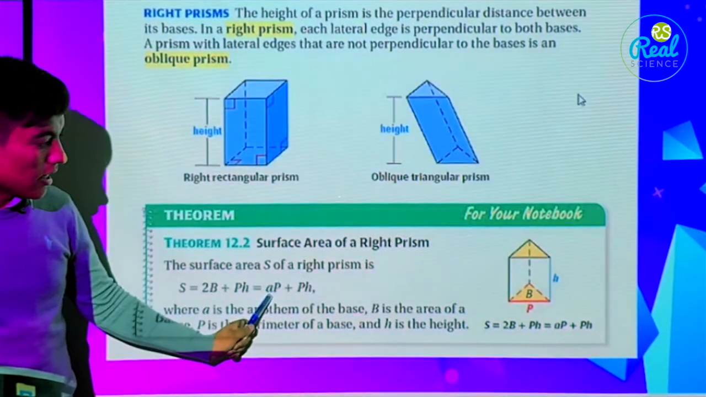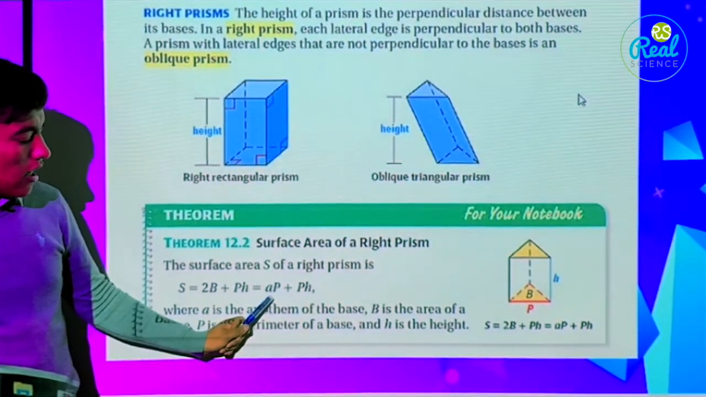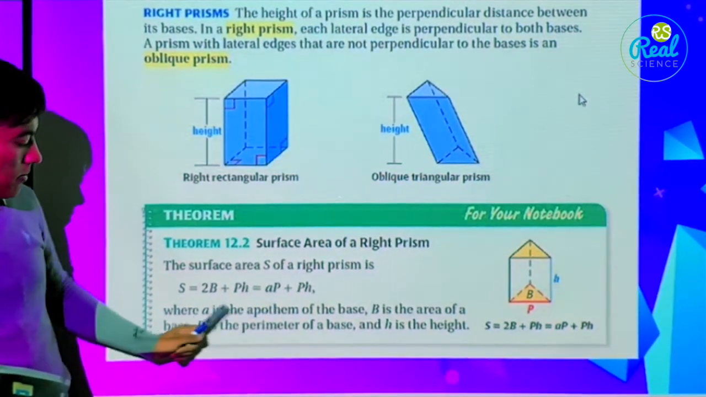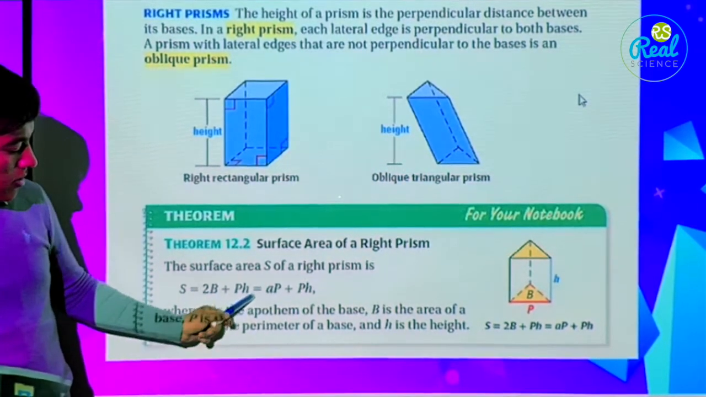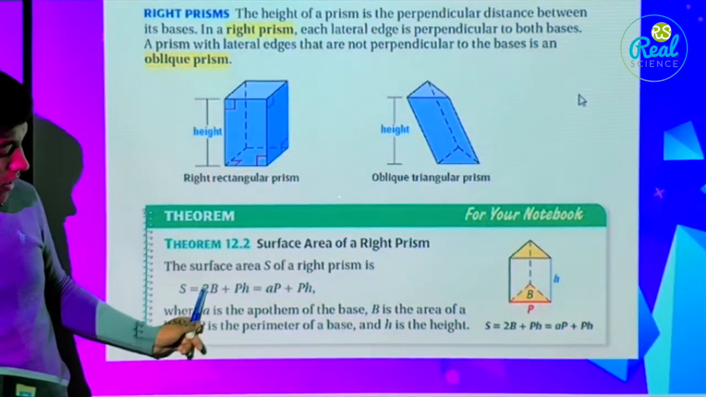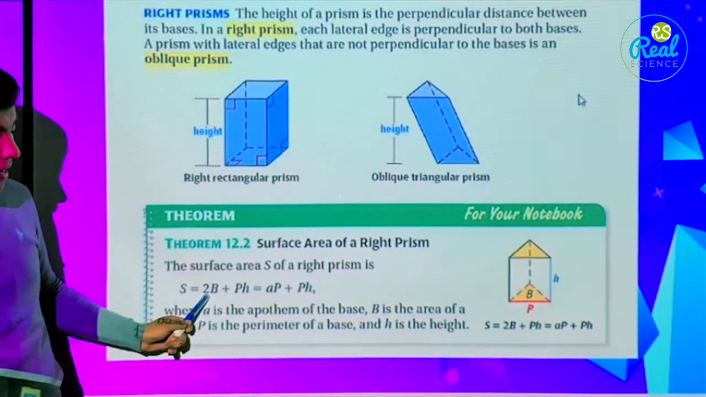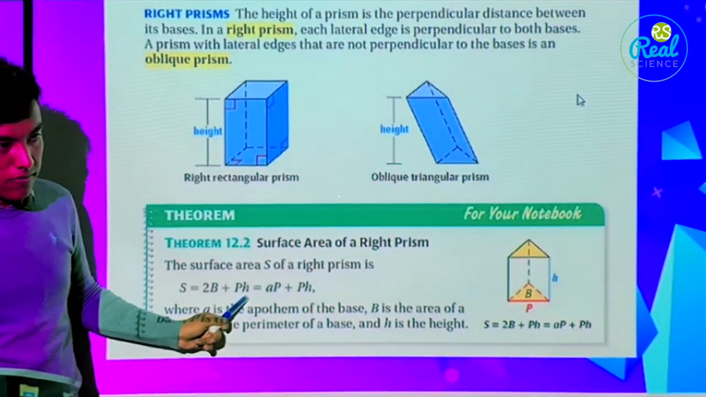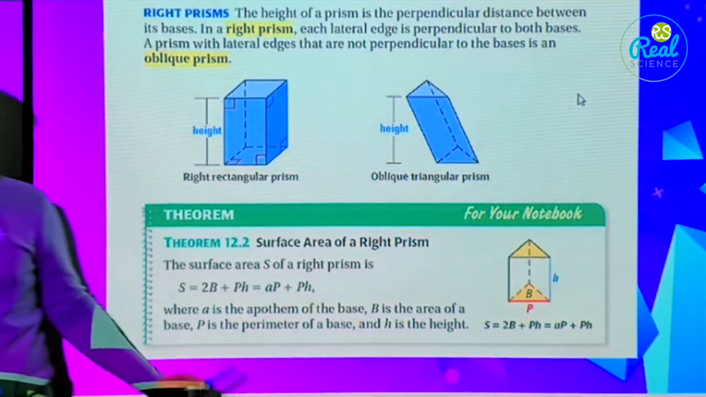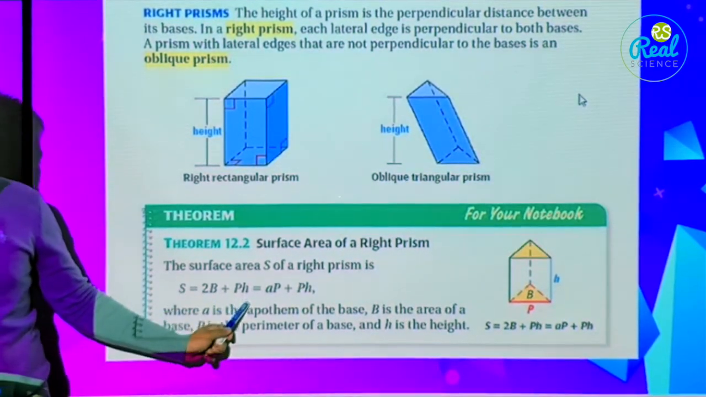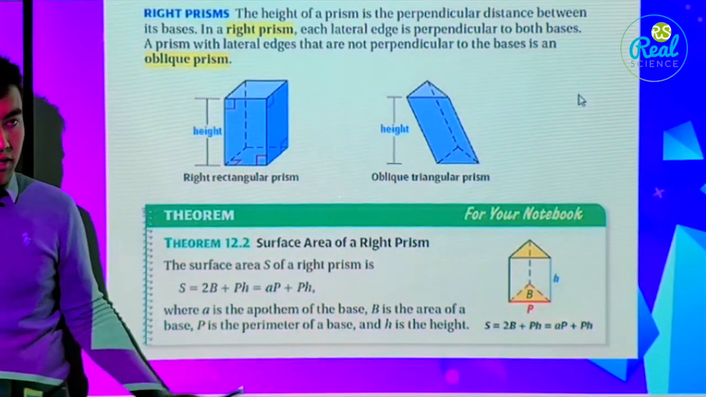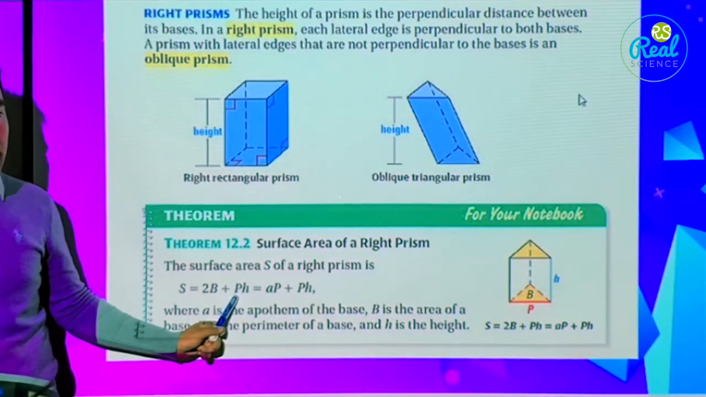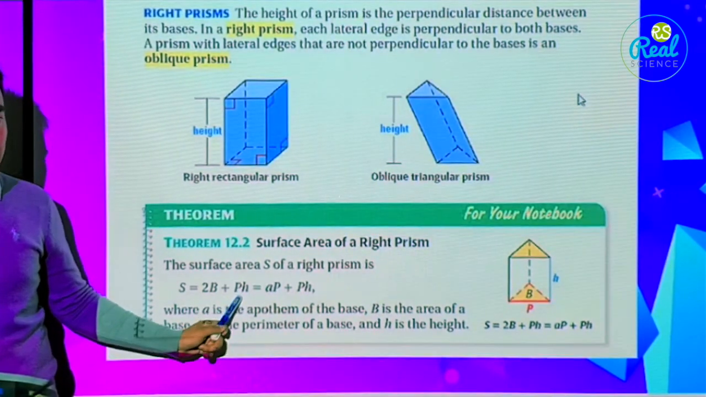Why A here? A, it's upper thumb, okay? Upper thumb, and just this formula you can use. It's a common formula for all: 2 bases plus perimeter of base multiplied by height. Okay? Area of 2 bases plus perimeter multiplied by height. Perimeter, actually, perimeter of base.